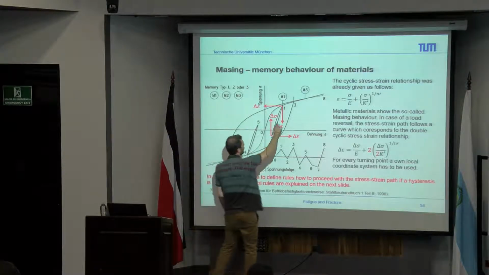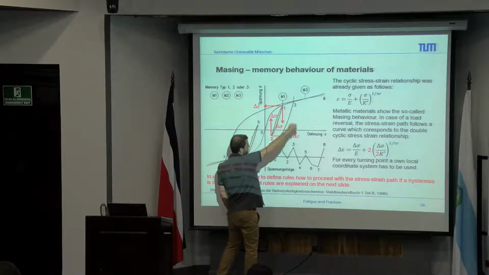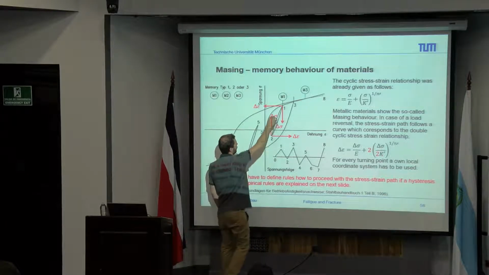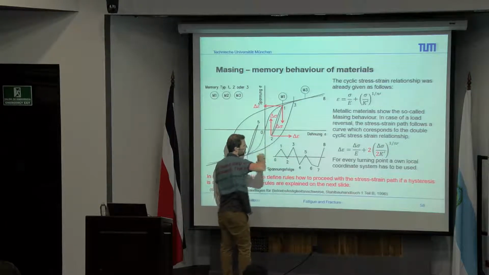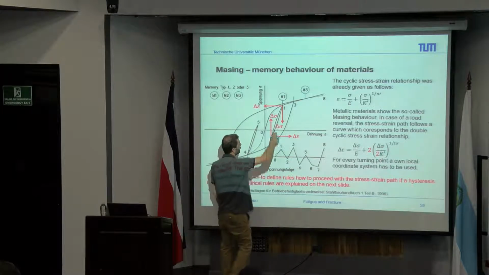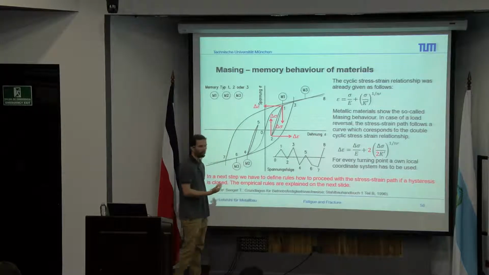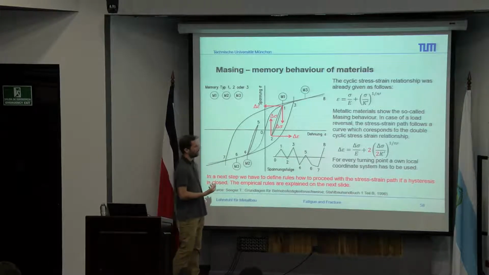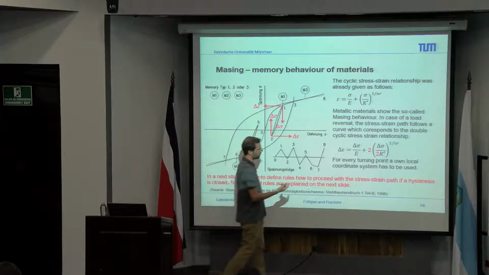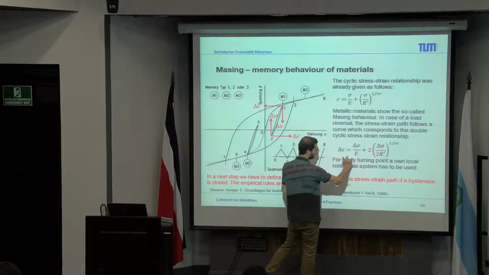You have at this point a turning point, so you have to assume a new coordinate system. At the same time, you go down. You have, at the first time, it is following the elastic part. So this is what you can see here.